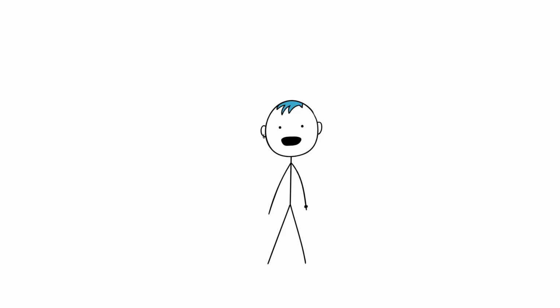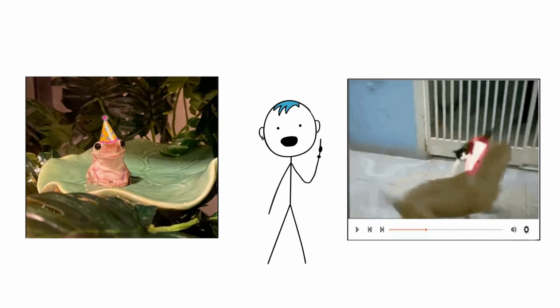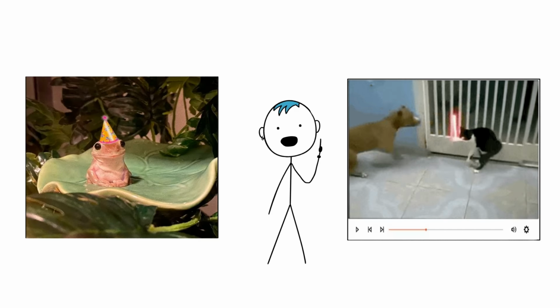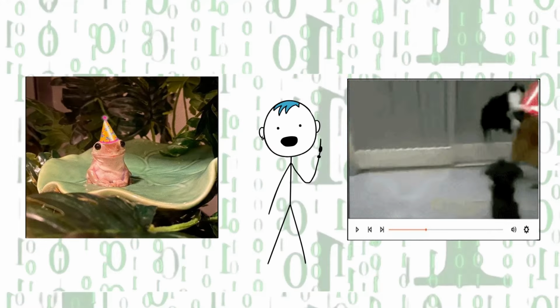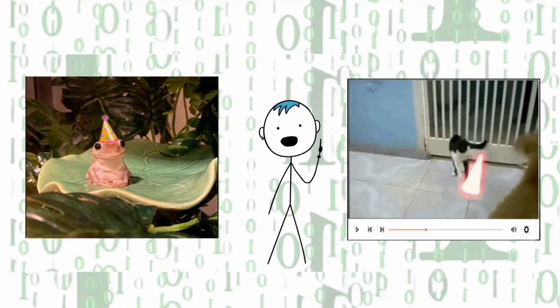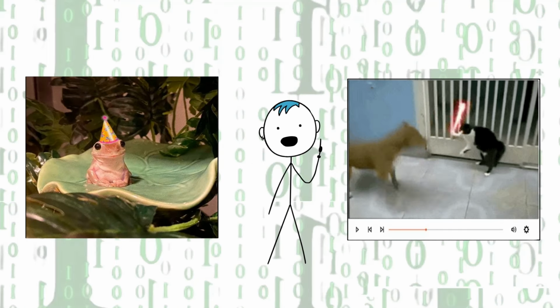So the next time you look at a photo or a video, remember you are not just seeing an image. You are watching an endless stream of ones and zeros being brilliantly transformed into a visual masterpiece by the magic of your CPU and GPU.